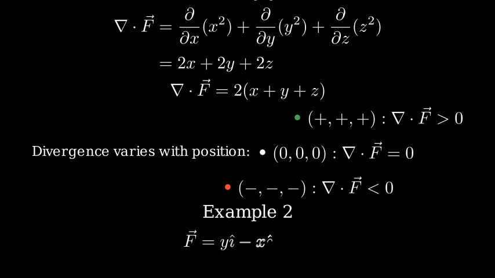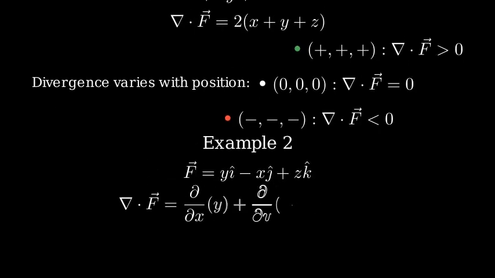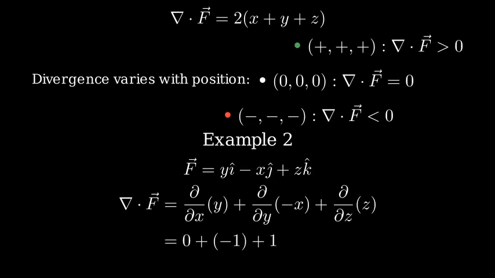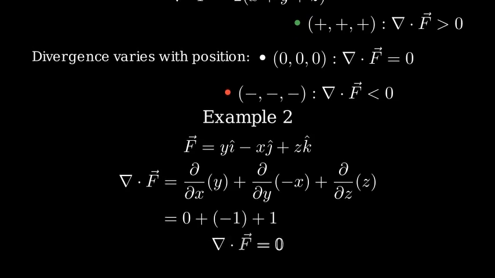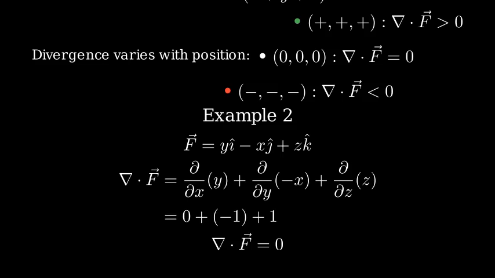Example 2. Let's find the divergence of the vector field F equals y times i hat minus x times j hat plus z times k hat. Using our divergence formula, the partial derivative of y with respect to x is 0, plus the partial derivative of negative x with respect to y is negative 1, plus the partial derivative of z with respect to z is 1. Therefore, the divergence is 0 plus negative 1 plus 1, which equals 0.